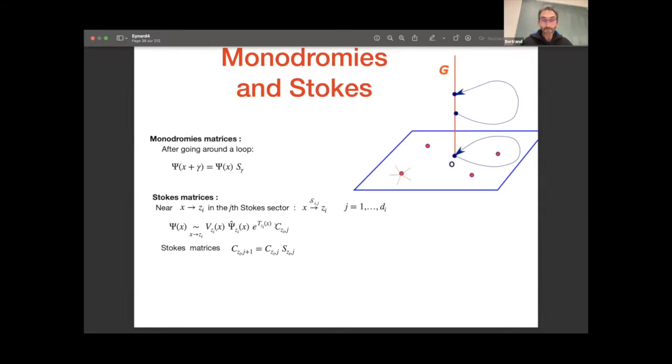Let's also look at the Stokes phenomenon. Remember that the constant C depends on which sector you are in around the singularity. And when you go from one sector to the next, you multiply by a matrix that you call S. S is defined by the C of one sector times the C inverse of the previous sector.